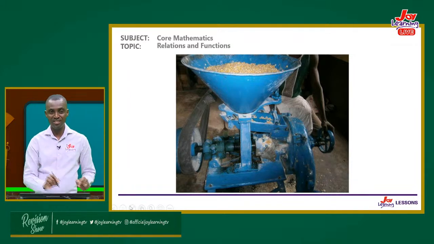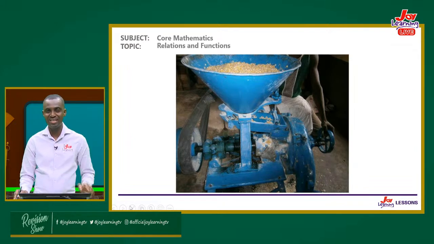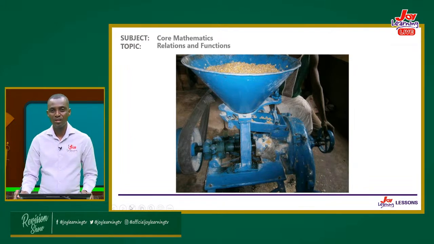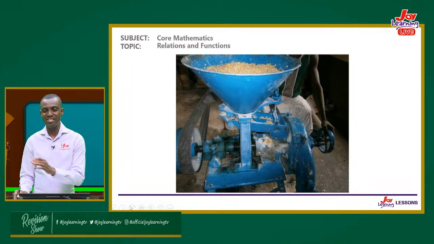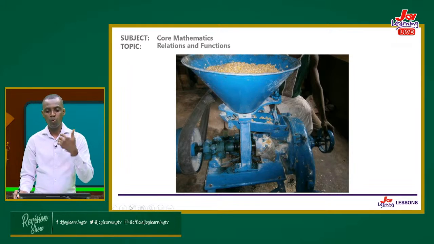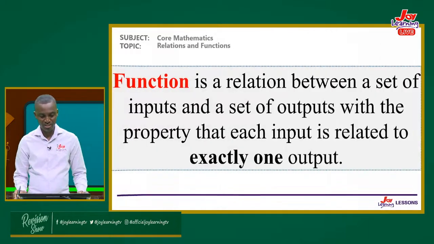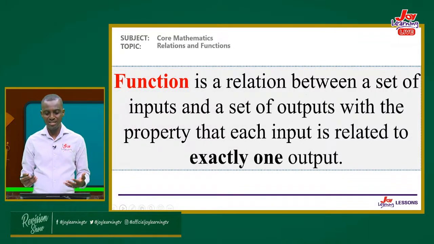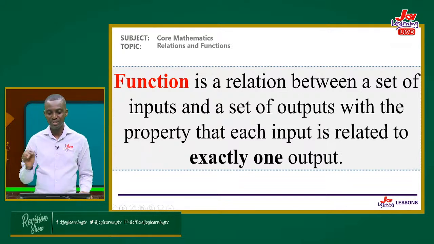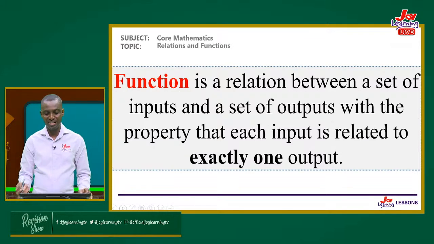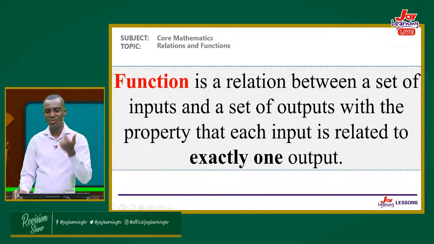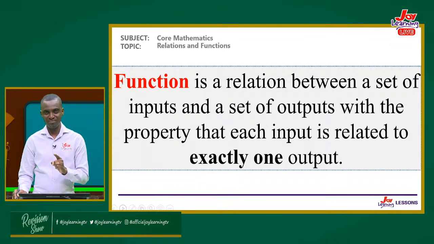We'll revisit this particular machine again to explain the difference between domain, codomain and range, and why we say some functions are defined and others are not defined, depending on the range that is given. So in the mathematical definition, in the more detailed work, we can say a function is a relation between a set of inputs and a set of outputs with the property that each input is related to exactly one output.